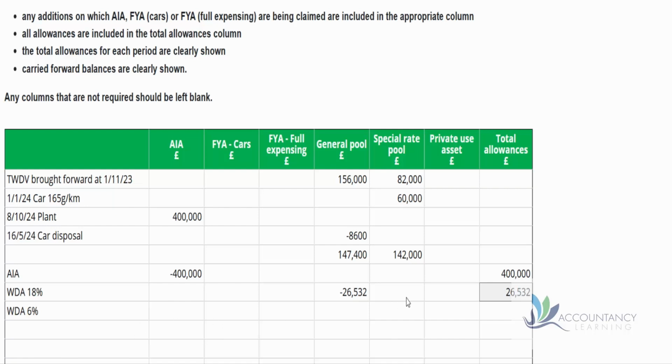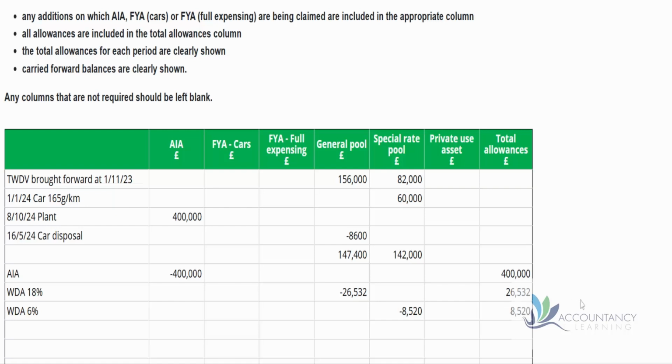And then for the 6% in the special rates, we take our 142,000 times 6%, and that gives us a writing down allowance of 8,520. Remember, we don't have to worry that there's personal use here, so we can put the full amount into the final column.